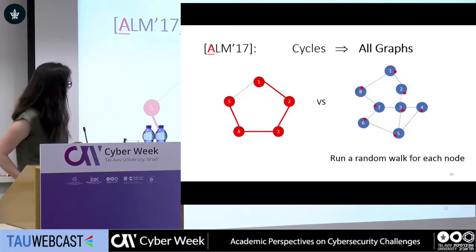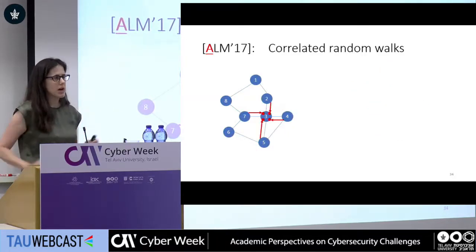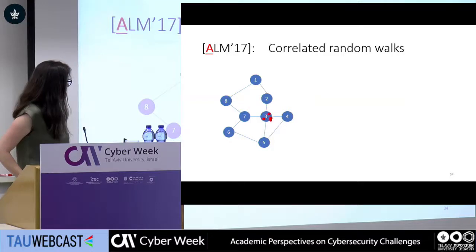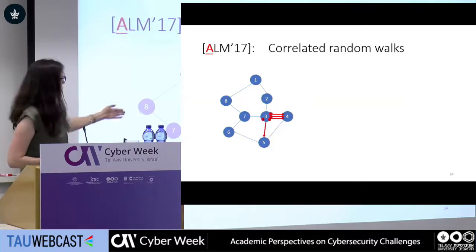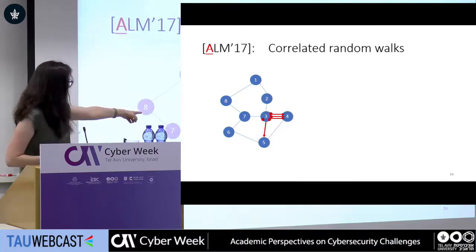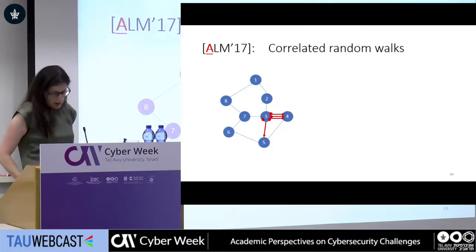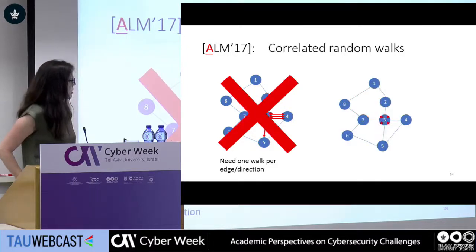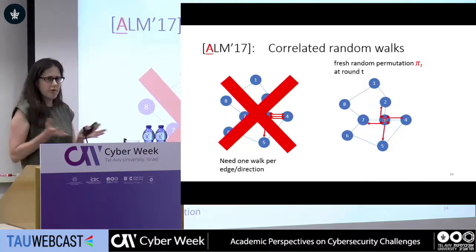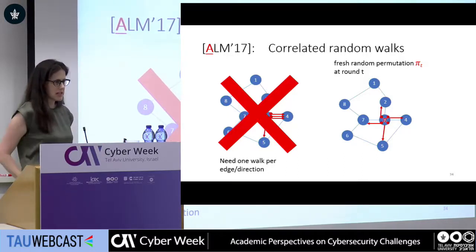I will need these walks that I do from all the nodes to be correlated. Because if they're purely random walks, then a node randomizing the messages he sends can send, for example, 3 messages to one neighbor and none to some other neighbors. And this reveals to this node 4 a lot. Now he knows that 3 has at least 2 other neighbors besides itself. So instead we're going to do correlated random walks where each node just chooses a permutation and sends the messages that it receives to a random neighbor under the constraint it's a permutation, that each neighbor gets exactly 1 message.